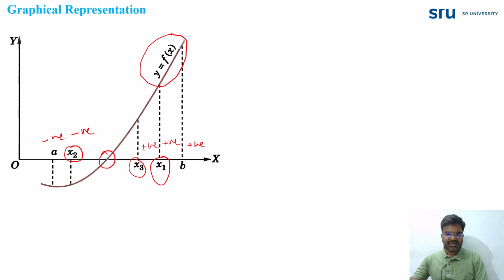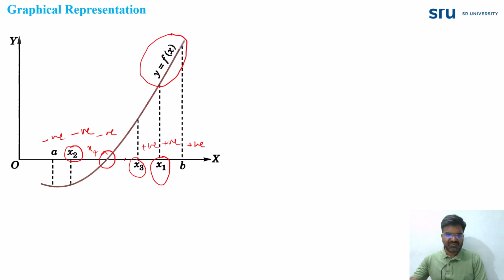So the root lies in between x2 and x3. So we have to take the midpoint of x2 and x3. Suppose the midpoint is x4, and at x4 the value of the function is negative. So at x4 the function is negative and at x3 the function is positive. So the root lies in between x4 and x3. Now we can take the midpoint of x4 and x3.